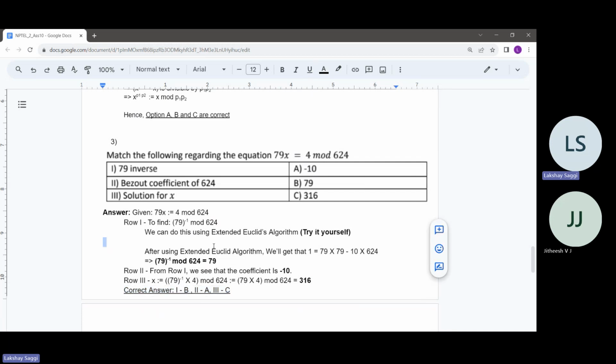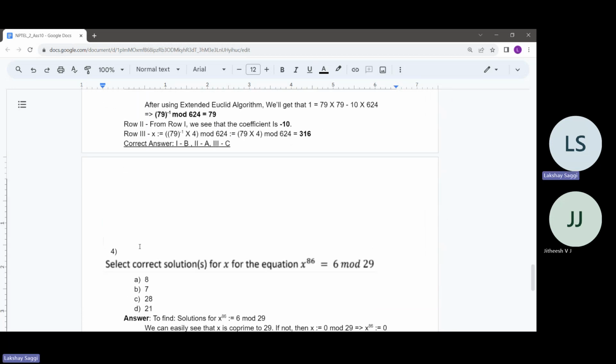This third question was pretty easy. After applying the extended Euclid algorithm and finding this equation, all parts are easy. 79 is just the Bezout coefficient, 624's Bezout coefficient is minus 10, and then x is just equal to 79 inverse times 4. Everything becomes easy after you are able to write 1 equal to something like this. This can be done without using any logic, just applying the extended Euclid algorithm as it is. So that's why we have covered this third question also.